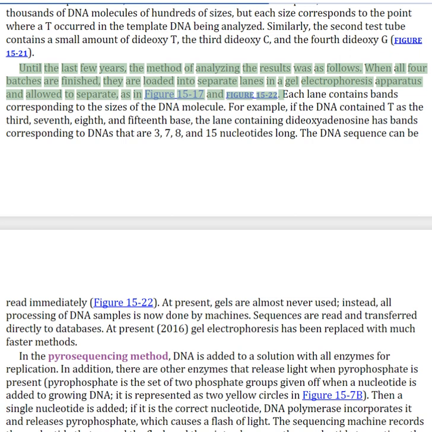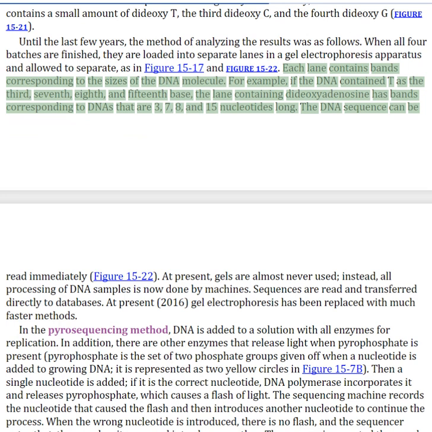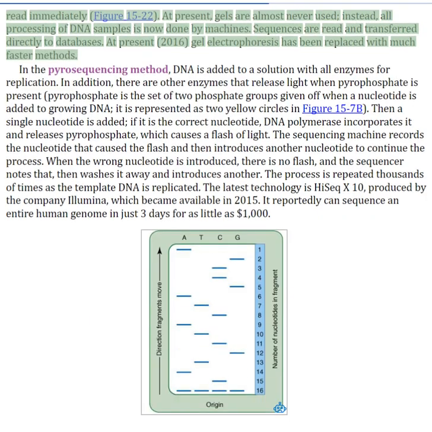Until the last few years, the method of analyzing the results was as follows. When all 4 batches are finished, they are loaded into separate lanes in a gel electrophoresis apparatus and allowed to separate, as in Figure 15:17 and Figure 15:22. Each lane contains bands corresponding to the sizes of the DNA molecule. For example, if the DNA contained T as the 3rd, 7th, 8th, and 15th base, the lane containing dideoxyadenosine has bands corresponding to DNAs that are 3, 7, 8, and 15 nucleotides long. The DNA sequence can be read immediately.